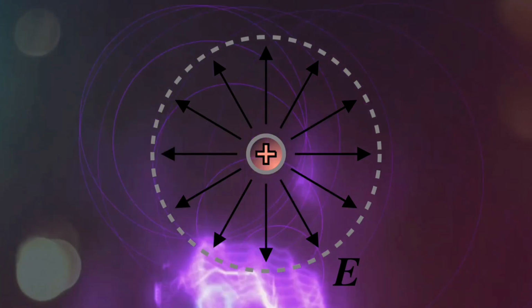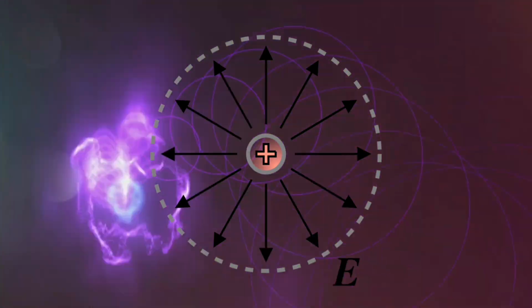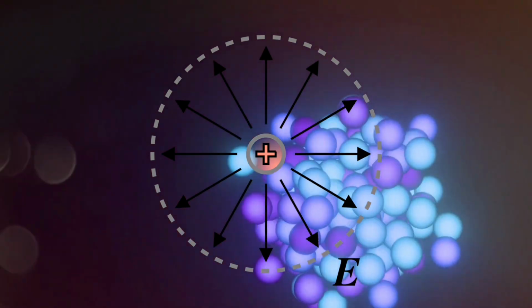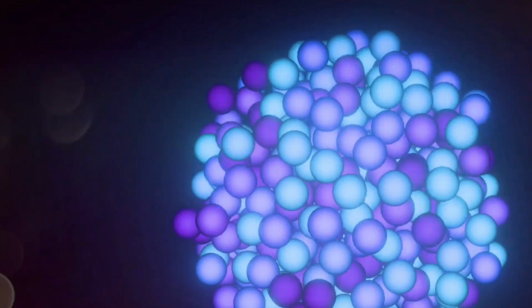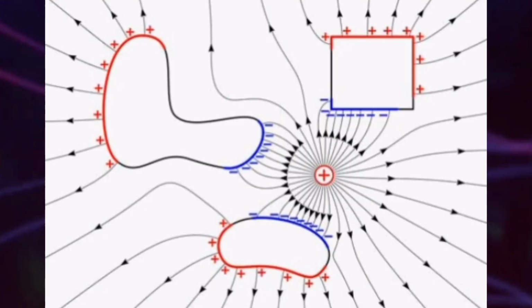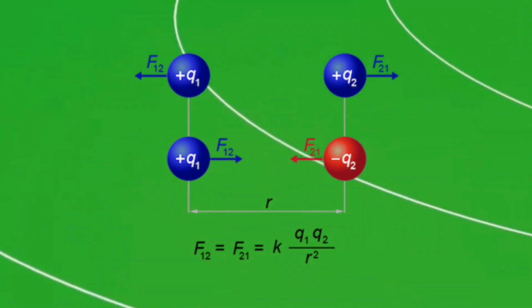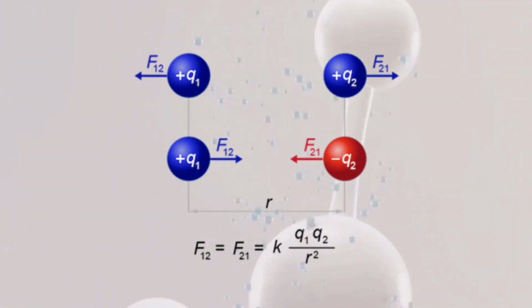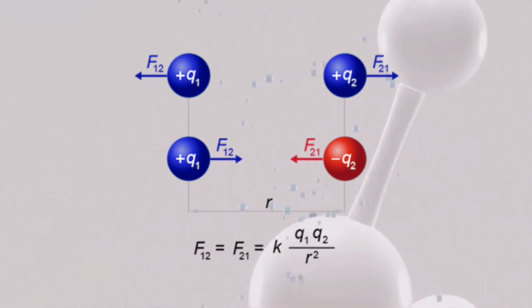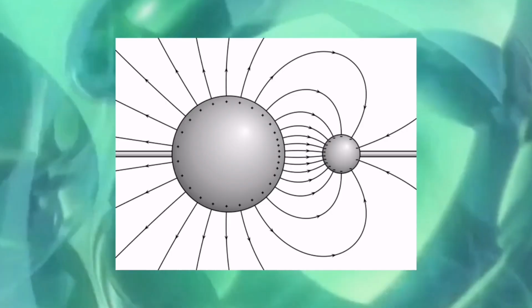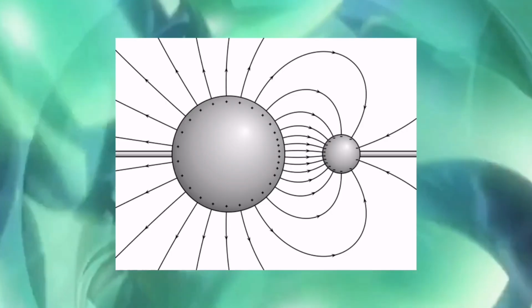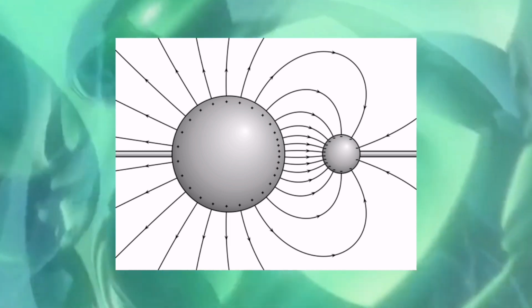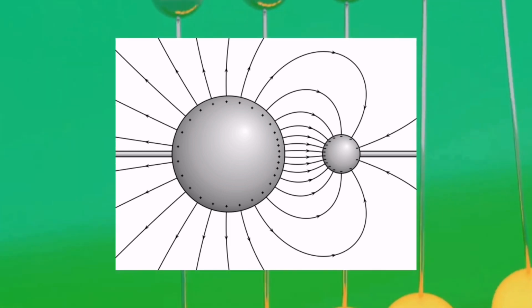Next, we have the concept of the electric field. This is a way of describing how a charge affects the space around it. Imagine you place a positive charge somewhere. The electric field would be the invisible force field that other charges would feel if they entered that space. For a positive charge, the electric field points outward, away from the charge. For a negative charge, the field points inward, toward the charge. The electric field tells us the strength and direction of the force that another charge would feel if it was placed at a particular location.